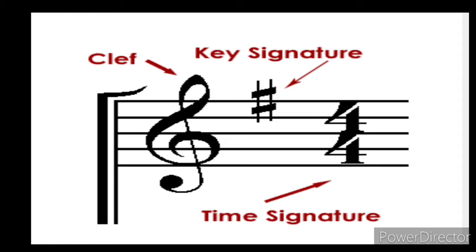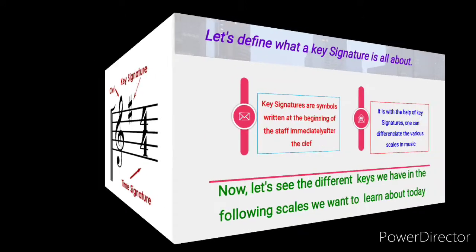Now, if you look at this particular staff, you can see that we have the staff, which is made up of 5 lines and 4 spaces. Also, we have the first element inside the staff, and that is the clef sign. Can you see that? All right. After the clef sign, we have the key signature, and immediately after the key signature, we have the time signature. Time signature is very different from key signature, but we are going to be looking at key signature today.